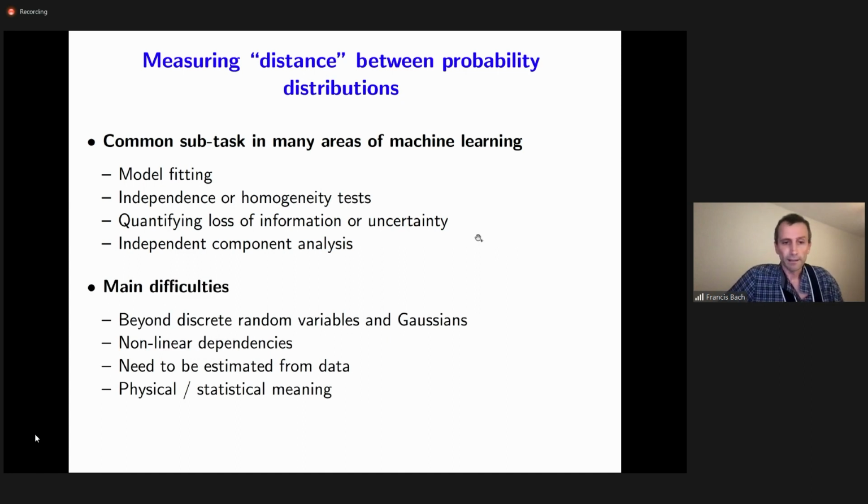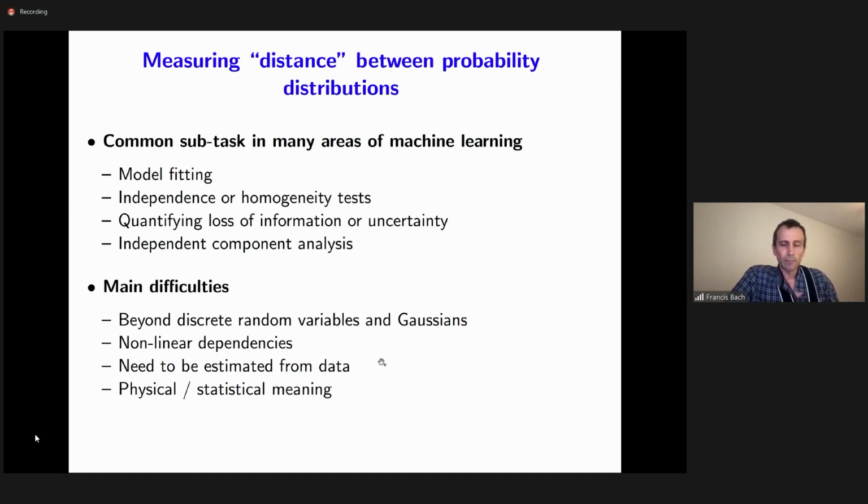So why is it difficult? It's difficult because we are not dealing only with Gaussians and discrete random variables. If you have Gaussians, then everything is easy. If you have discrete random variables with only a few outcomes, it's also easy. You compute the probability mass functions and you look at any book and you use the distances. The difficulty is that we want to apply this to continuous sets with obviously nonlinear dependencies. So this is the key difficulty.